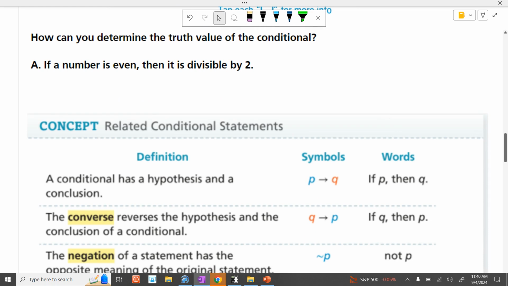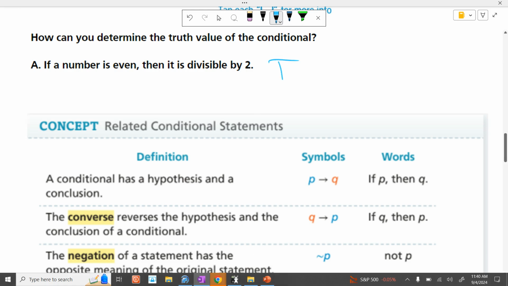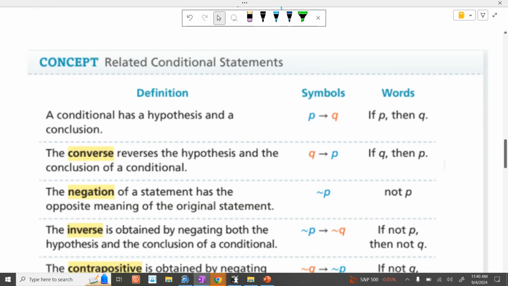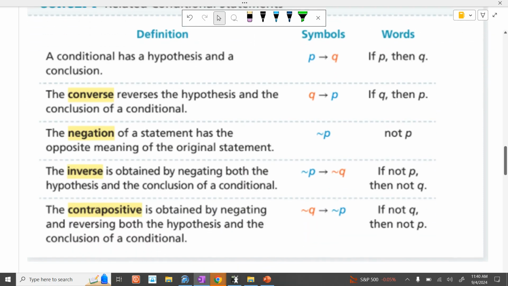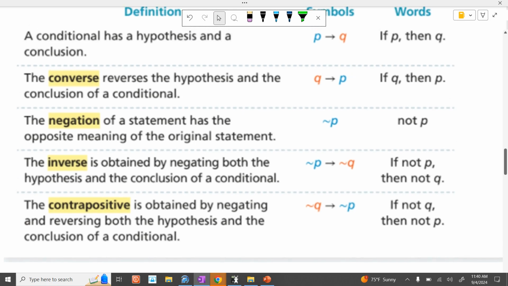So, how can you determine the truth value of the conditional? If a number is even, then it is divisible by 2. True or false? That's true. So you'll be having to do that on some of these. All right, here's your next 4 vocab words. And then I'll talk about them when you're done writing them.